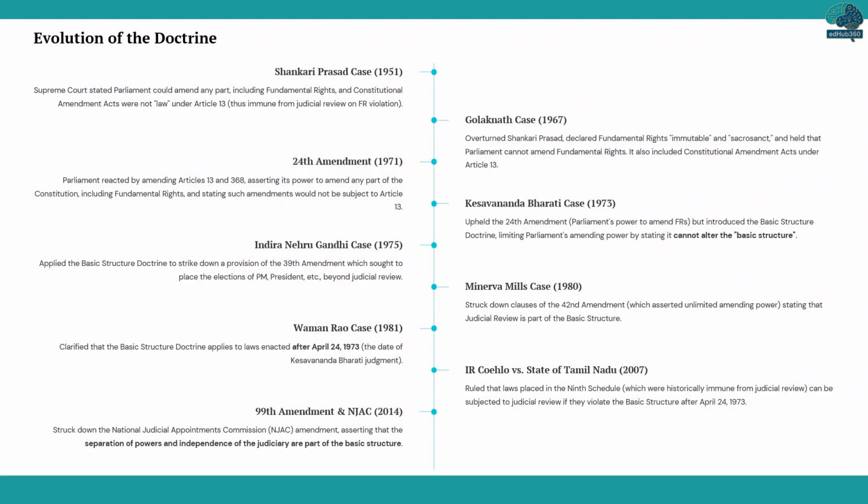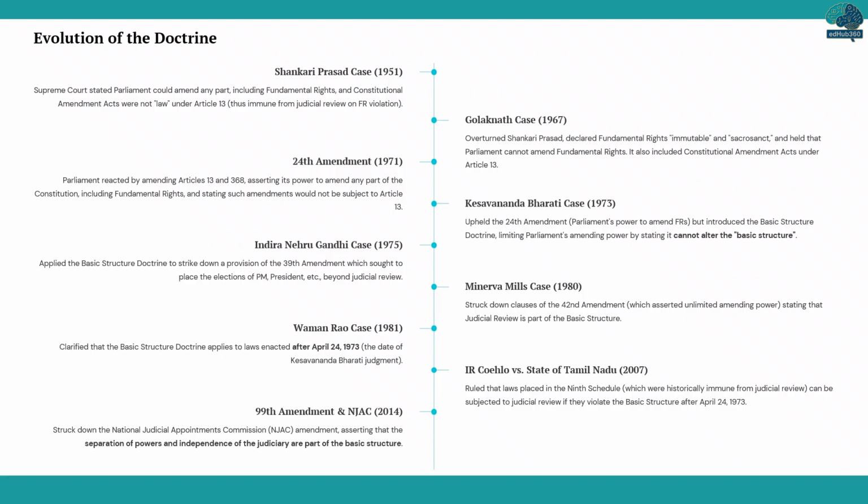The Minerva Mills case in 1980 further reinforced the doctrine by stating that judicial review itself is part of the basic structure. The Waman Rao case in 1981 clarified that the doctrine applies to laws enacted after April 24, 1973, the date of the Kesavananda Bharati judgment. More recently, the 2007 I.R. Coelho case ruled that even laws in the Ninth Schedule, traditionally immune, could be judicially reviewed if they violated the basic structure after that date. Finally, the 2014 striking down of the NJAC amendment highlighted that separation of powers and judicial independence are also core elements of this basic structure.